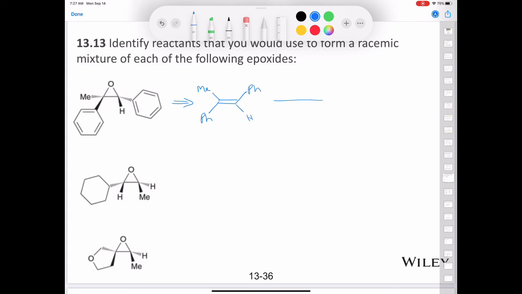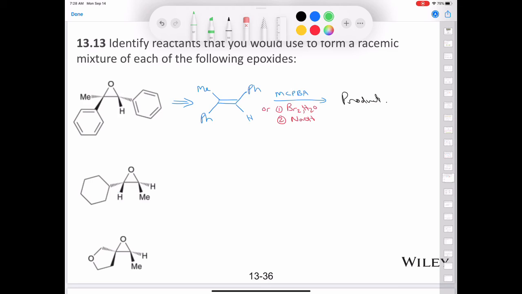Well, you could either treat that with MCPBA. That would totally work. Or you could first make a halohydrin with bromine and water. That will work. And then in the second step, treat that with sodium hydroxide. And that will give you a racemic mixture of the product. Let's give the next one a try.